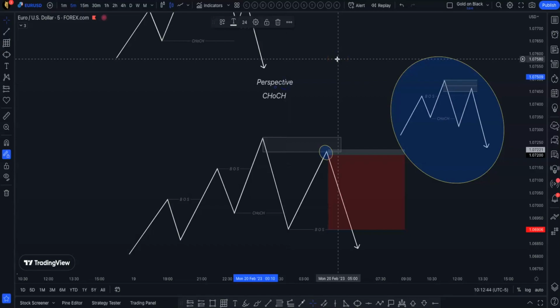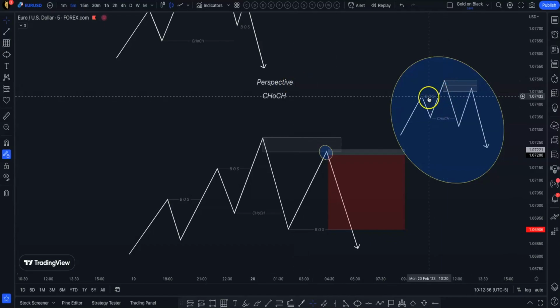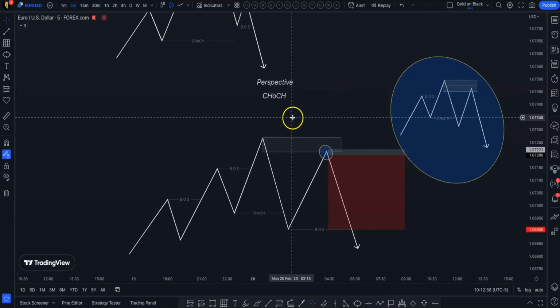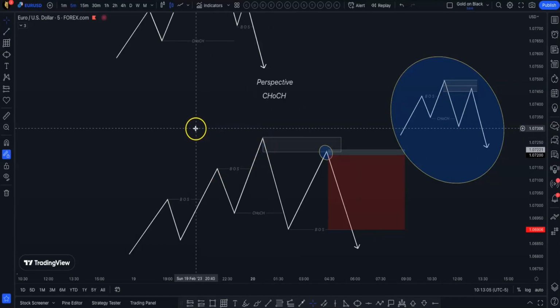Okay? I'm going to explain the two things, and you are going to learn what your perspective is, what you think about this, and how you can apply it. If this is a BOS, a change of character, once you start seeing this with the wicks and with the body of the candles, I will explain. All right, so let me jump on the charts.